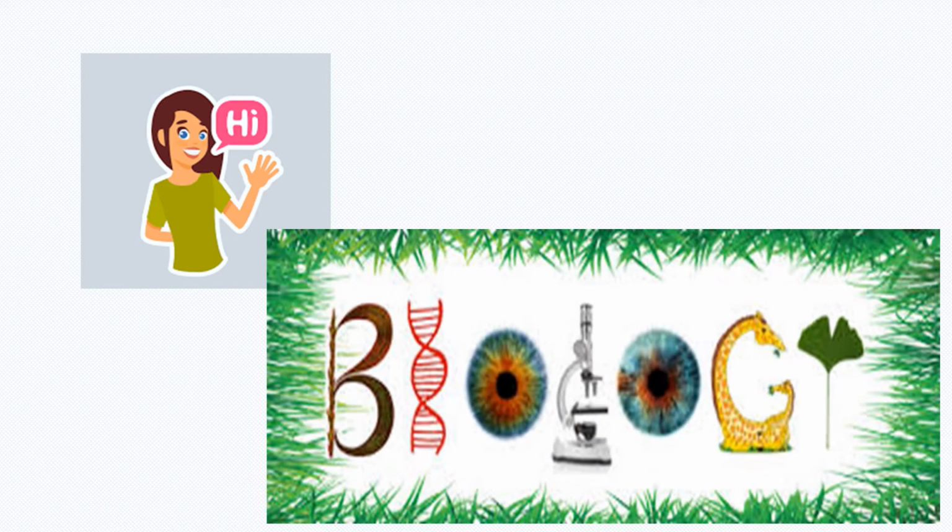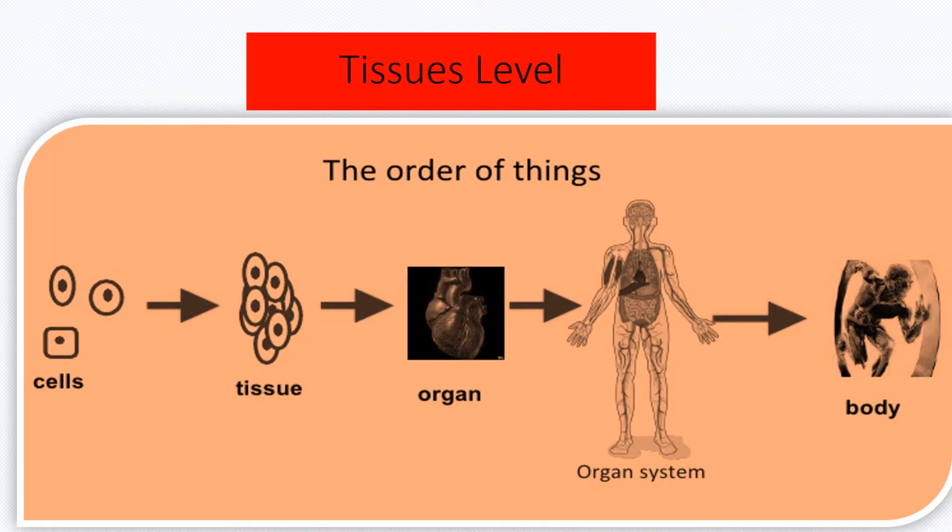In today's lecture, we are going to learn about animal tissues. Let's move towards the topic. The first question is, what is a tissue or tissue level? The tissue can be defined as a group of cells having similar structure and function.